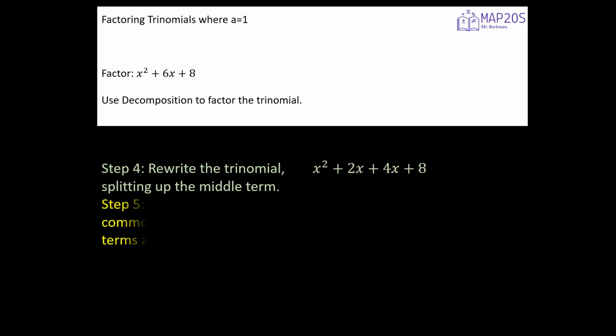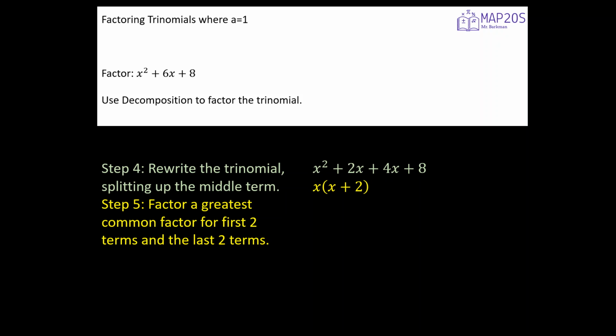So in step 5, we're going to look at the first 2 terms, x squared and 2x, and we are going to factor a greatest common factor from those two. We're going to focus only on the x squared and the 2x, and ignore the other two for the time being. What is the greatest common factor we can divide evenly into x squared and 2x? The number, in this case, is going to be 1, because that's the biggest number that we can do into both. But we can take an x out. And so it's going to look like this: x and then x plus 2 in brackets, because we have factored that x out of the first two.